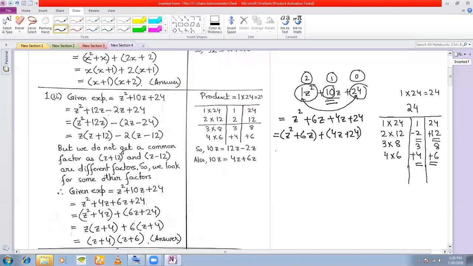First and second, if I group, what is the HCF of these two? Z square and 6z? Simply z. I get z plus 6 plus, and 4z and 24. What is the HCF? 4. If I take out 4 from 4z, I'll only be left with z. And since I have a plus sign, this plus sign will remain a plus sign here. And if I take out 4 from 24, I'll be left with 6.